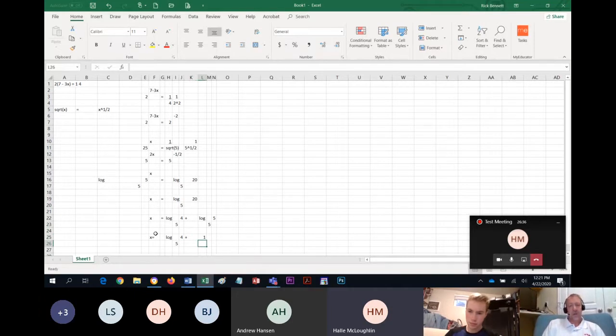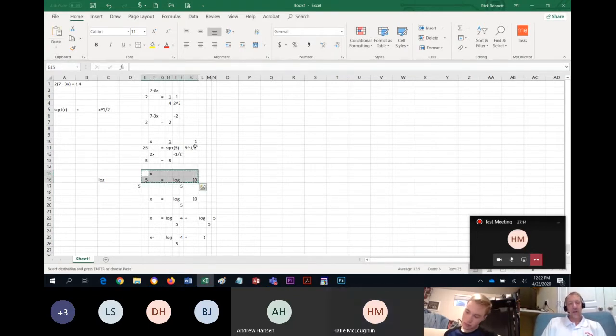Now, the problem with taking log base 5 of 4 is I don't have that button on my calculator. And if you do have that button, it's an illegal calculator. So I can take the log base 5 of 5, and then yes, this basically disappears on this side. But since I don't have that button on my calculator, normally I would not do that. So I'm going to go back to this part of the equation here.